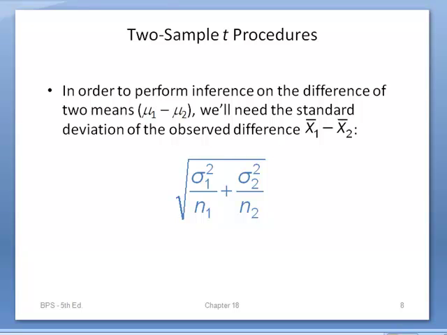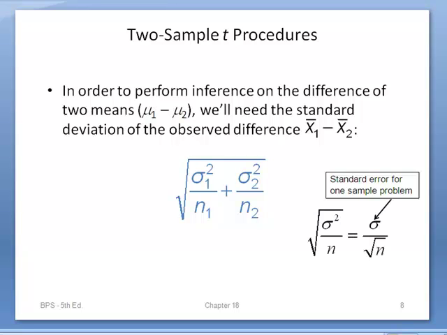Now, in order to perform the inference on the differences of the two means, we'll need the standard deviation of the observed differences. So we're looking at the sampling distribution of the sample means for the differences of two means. And this is what the standard error would look like. And if you look at this very carefully, you can see that this is really not very much different than the standard error for a one-sample problem.